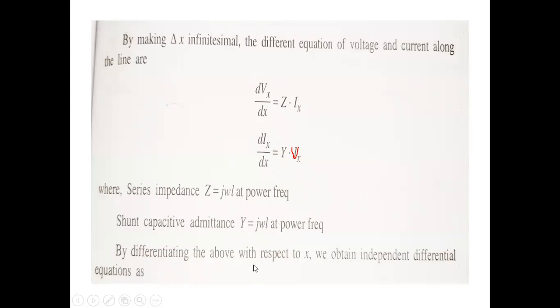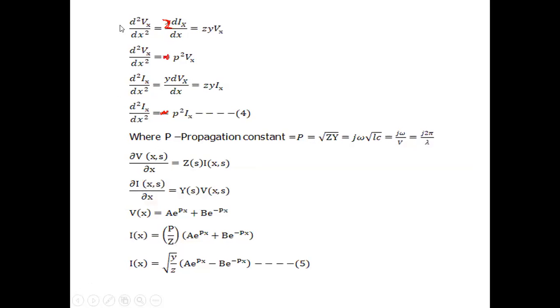So by differentiating the above two equations with respect to x, we will get the expression like this: d square V by dx square. The first expression is dV by dx. If we differentiate it with respect to x, we get d square V by dx square equal to Z into dIx divided by dx. Z we can maintain as constant. This dIx divided by dx is nothing but Y into Vx. Already we have derived the same expression.